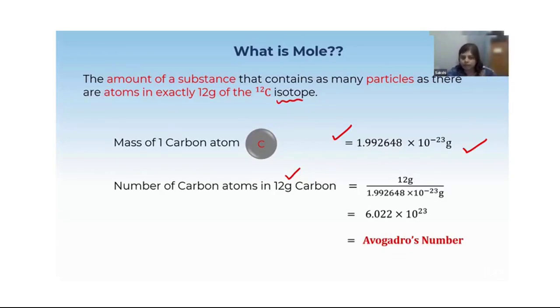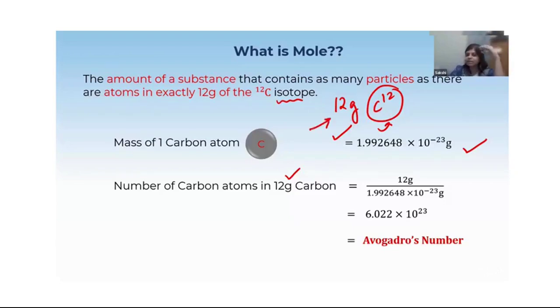Let us revise it once again. What is one mole? One mole is exactly as many particles as there are in 12 grams of carbon 12 isotope. This 12 represents the mass. The atomic number is 6 and the mass number is 12.